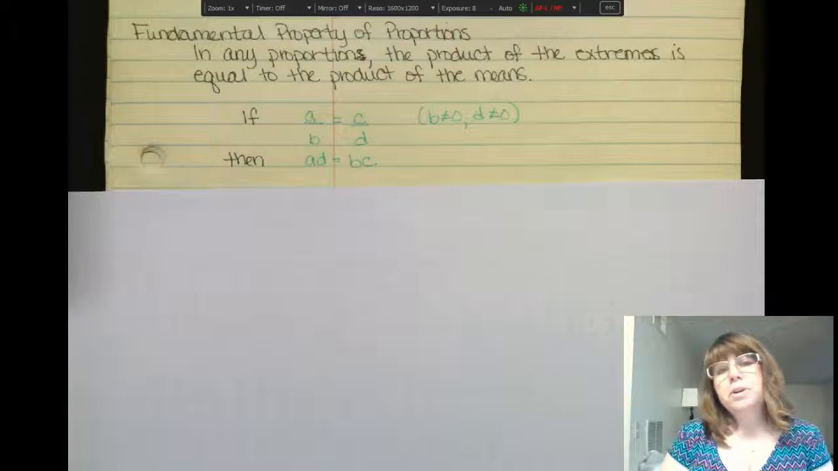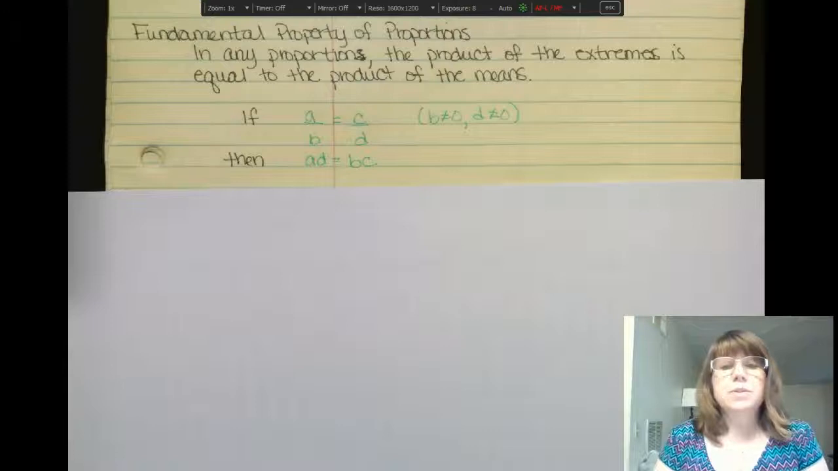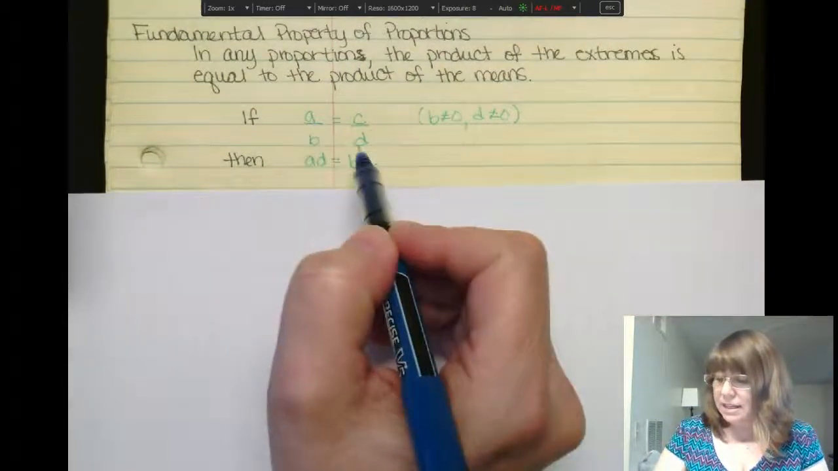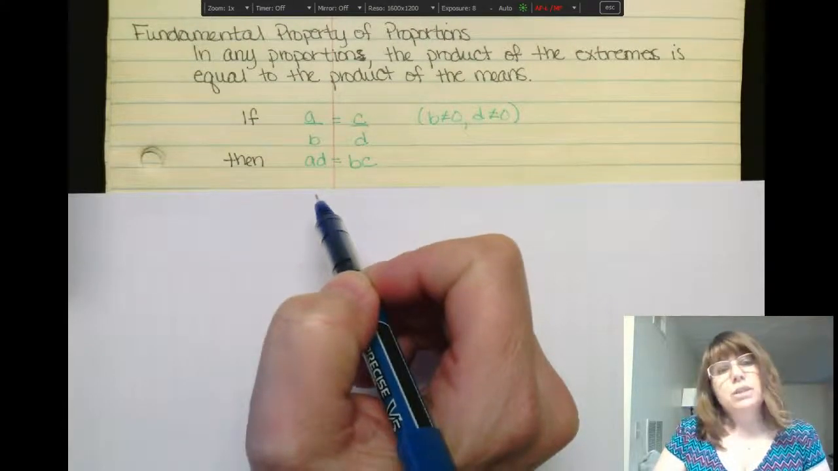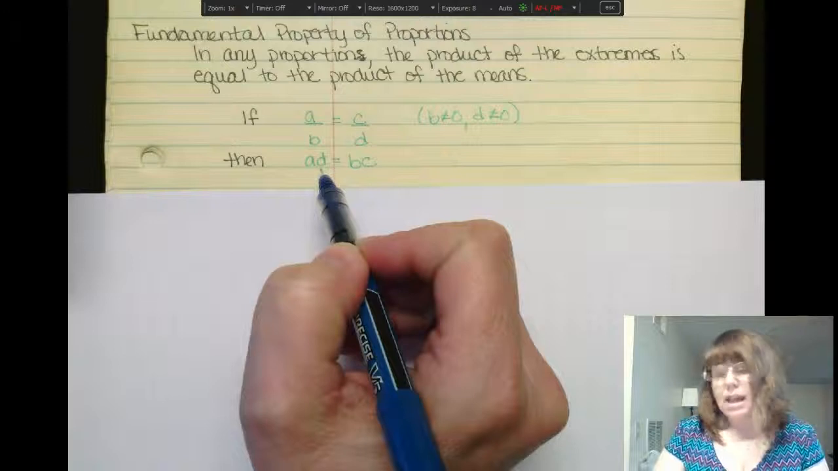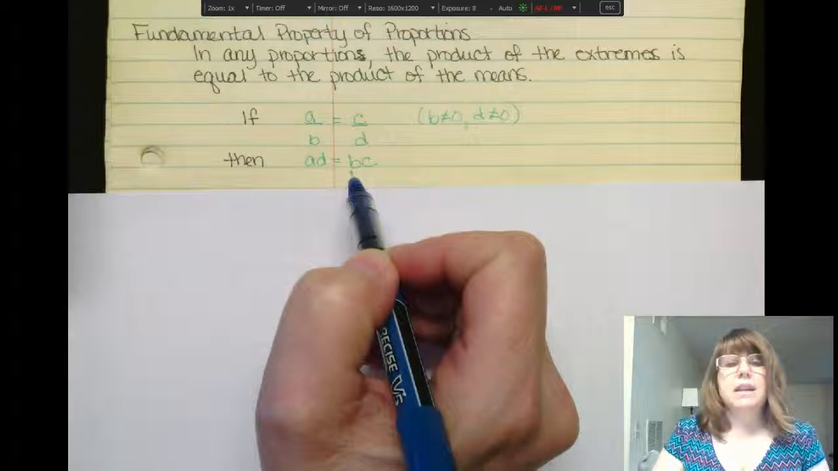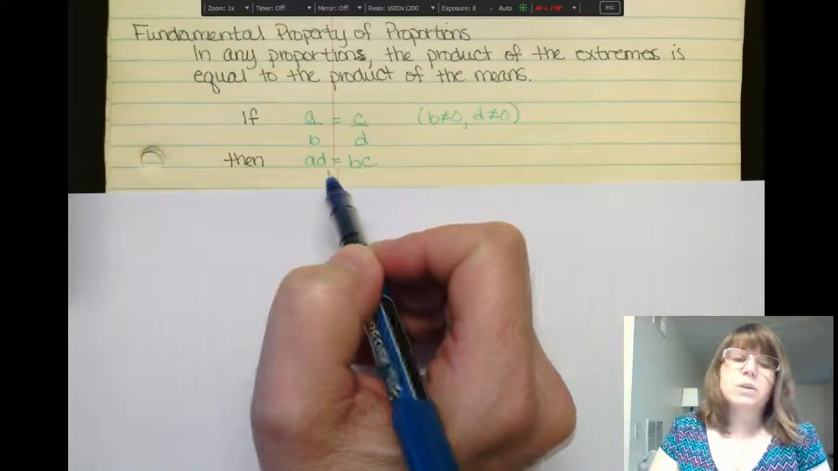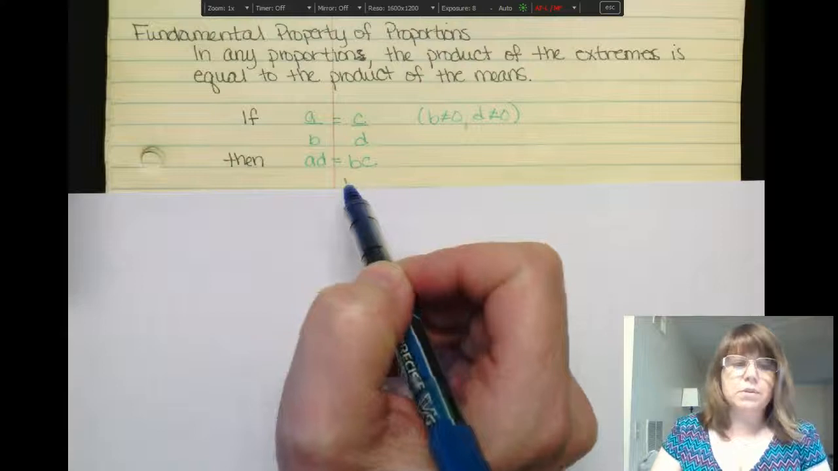And the fundamental property of proportions means that the product of the extremes is equal to the product of the means. And remember, the extremes are A and D, the means B and C. So if we take the product of the extremes, A times D, that will equal B times C, the product of the means. Now remember, B and D are not 0 because they're in the denominator, so it's not 0 equals 0. It is actually going to be a number equals a number.